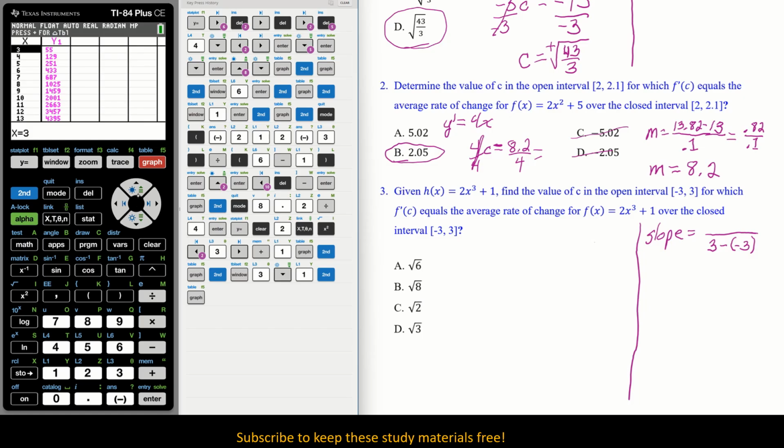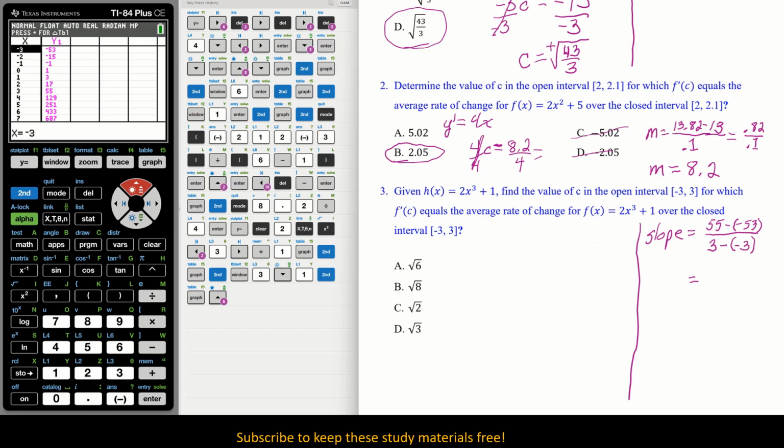Okay, now that gives us 3. I can arrow up a little bit and capture. See, now we see -3 and 3. Much better. So what does this give us? This gives us 55 minus, and then go to -3. That's a -53. So minus a -53. Okay, again, let's just put that in the calculator real quick, and this will give us our M value, our slope.